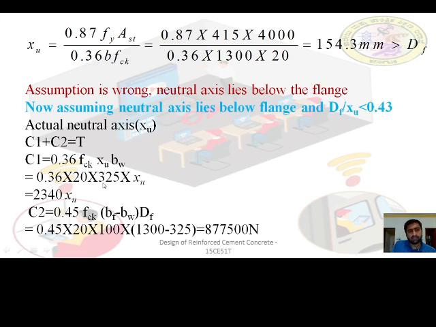So actually BW is 325 mm. XU is the unknown value. So here C1 will remain. If I solve this, I will get 2340 times the XU, because XU is unknown.